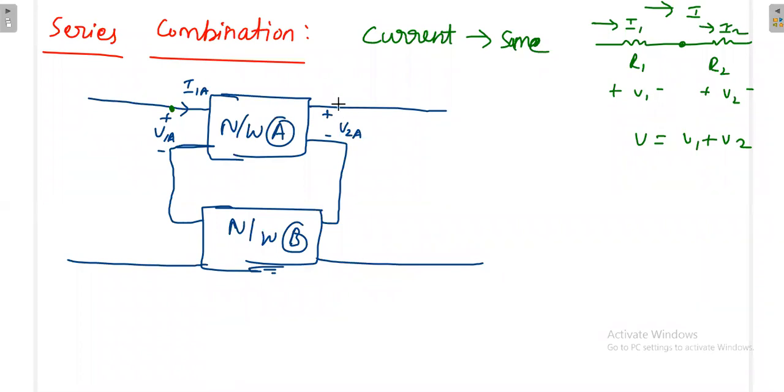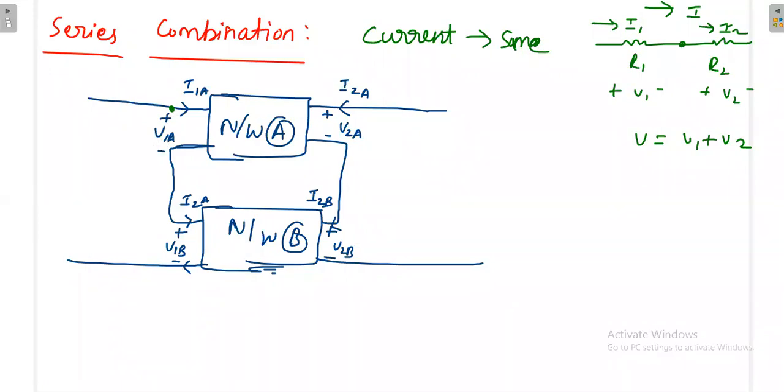Then the current here for the network is I2A. Similarly for network B, the voltage here is V1B, and here the voltage is V2B. The current entering here is I2B. The current entering here is I2A. Once I2A current is entering, the same current has to leave here.